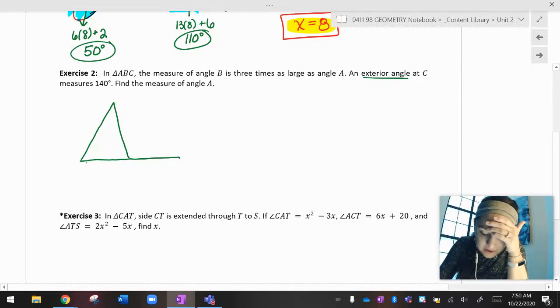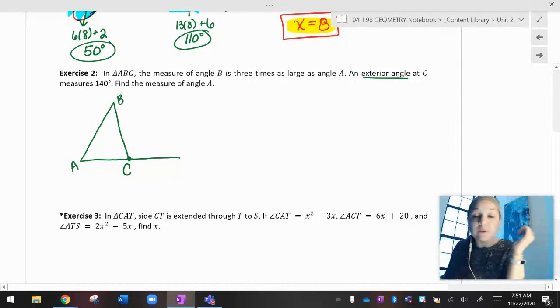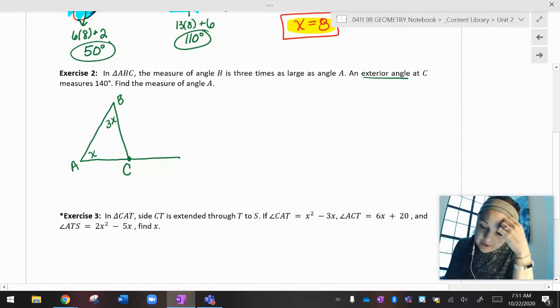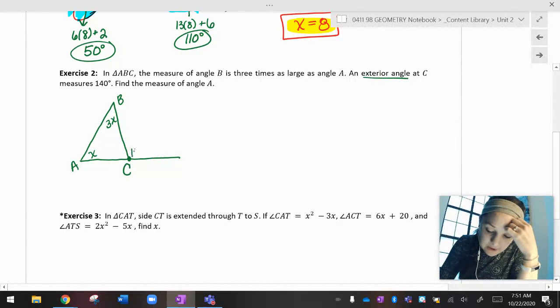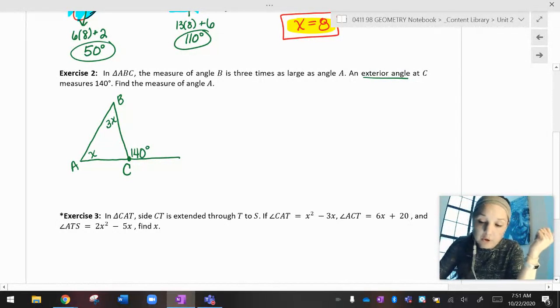All right, in triangle ABC, I don't know where I want to put A, B, and C yet. B is 3 times A, and exterior angle at C. So that tells me that this point right here has to be C, and that A and B can be either one of these 2. I wrote it like that. You could have done it the other way. Doesn't really matter. Okay, now it says, let me go back. The measure of B is 3 times A. So A is going to be x, and B is going to be 3x. And the exterior angle at C, so the one on the outside here, is 140. Now it looks like a picture that we're used to having.